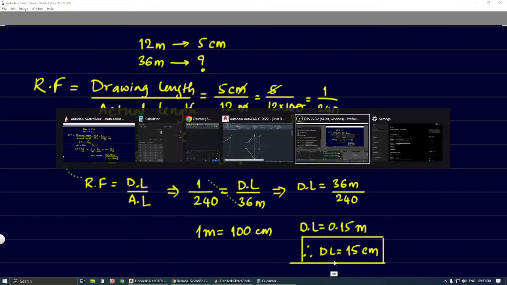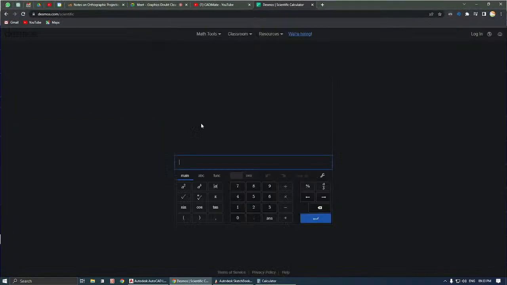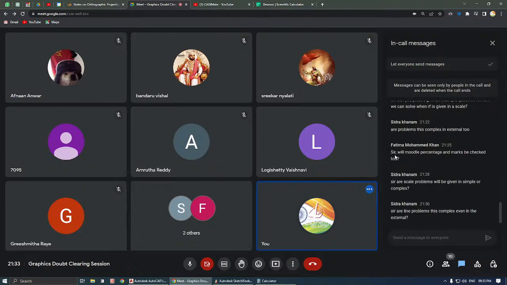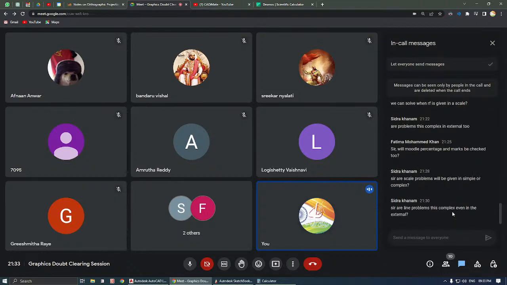I hope I have solved that problem of yours. Let's see if there are any more doubts. Okay, example of RF is over. Are problems this complex in external too? No, they are not that complex. Will Moodle percentage and marks be checked too? Yes, I may check. If I get a doubt that you have not solved it correctly, I may check it.